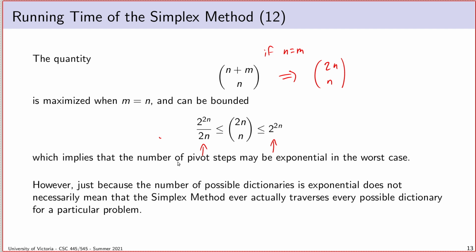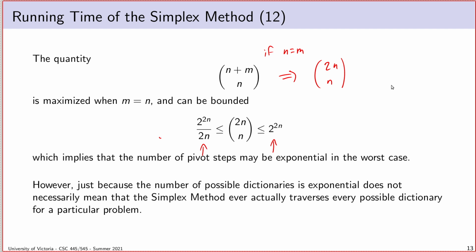So one of them is we've seen that the algorithm steps through lots of dictionaries, but there are also lots of dictionaries for an LP that correspond, for example, to infeasible points. There are infeasible dictionaries, and we know that if we start the simplex method, it's never going to go from a feasible dictionary to an infeasible one. So that's one reason that the simplex method would not visit every possible dictionary.